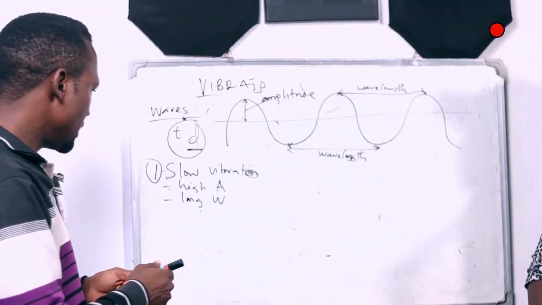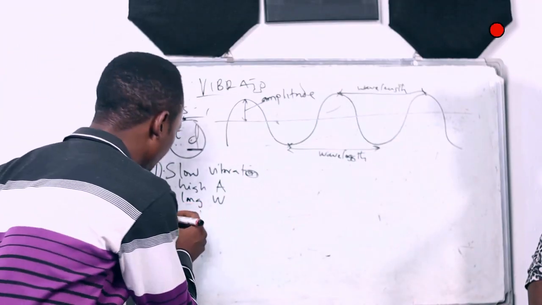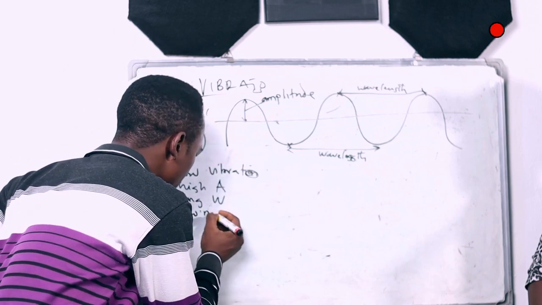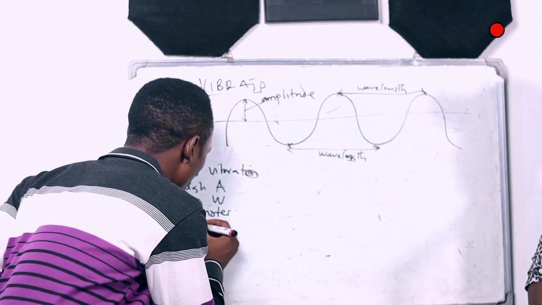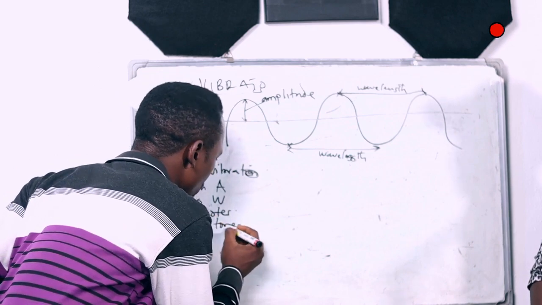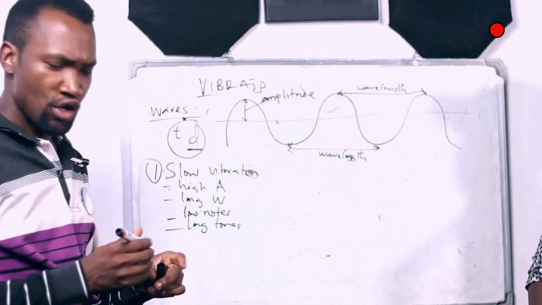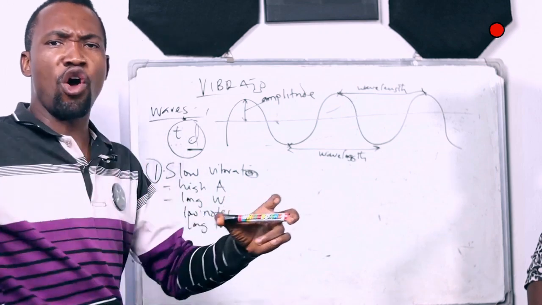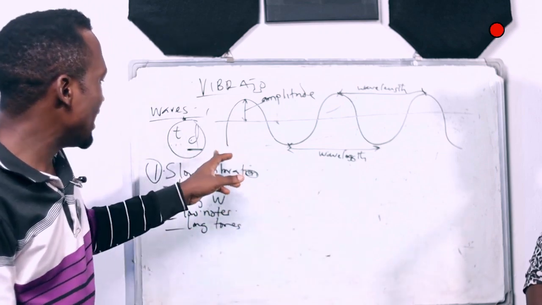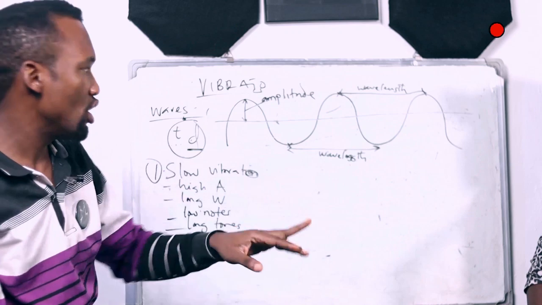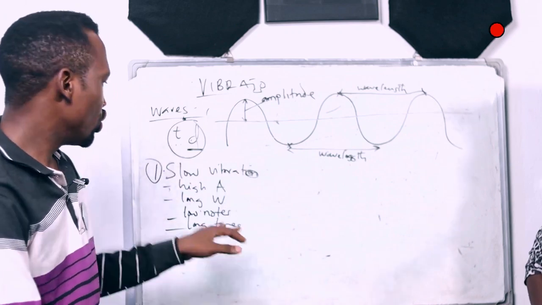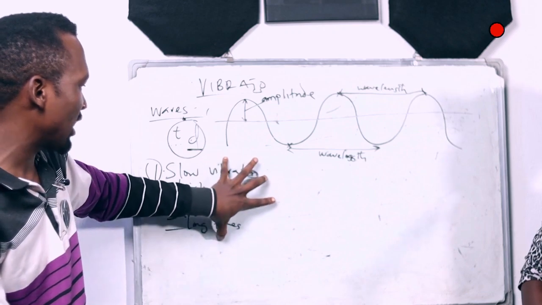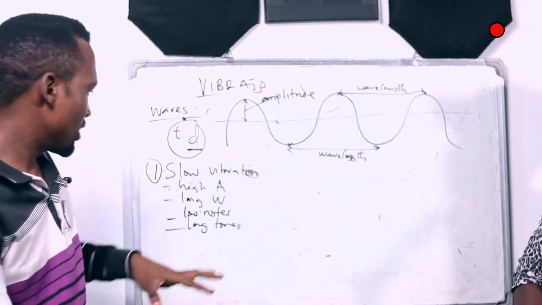Okay, this kind of vibrato is usually best for low notes and is also for long tones, long notes. If you are going to draw a note for long, you most likely will apply a slow kind of vibrato. And if the note is on the low C or low D or all those low notes, your vibrato should most likely fall on this category.